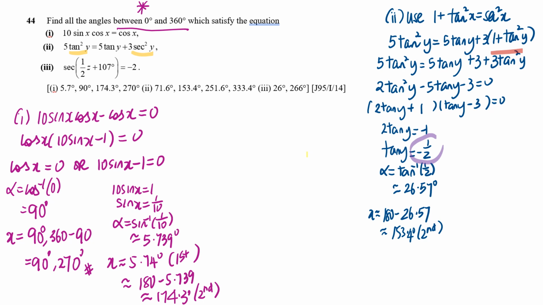All right, so the first answer comes from the second quadrant, which is 180 minus alpha. Fourth quadrant will be 360 minus alpha. Okay, so that settles our tangent y equals negative half. How about tangent y minus 3 equals 0?